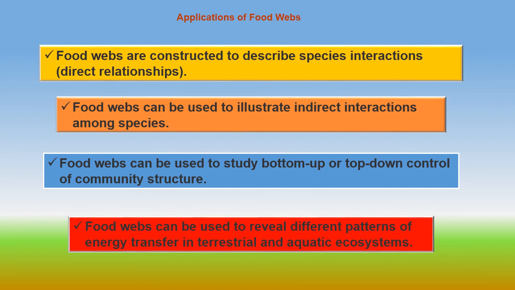And the last applicability of the food web is that food webs can be used to reveal different patterns of energy transfer in terrestrial and aquatic ecosystems. Patterns of energy flow through different ecosystems may differ markedly in terrestrial as well as in aquatic ecosystems. Food webs, that is energy flow, can be used to reveal these differences.